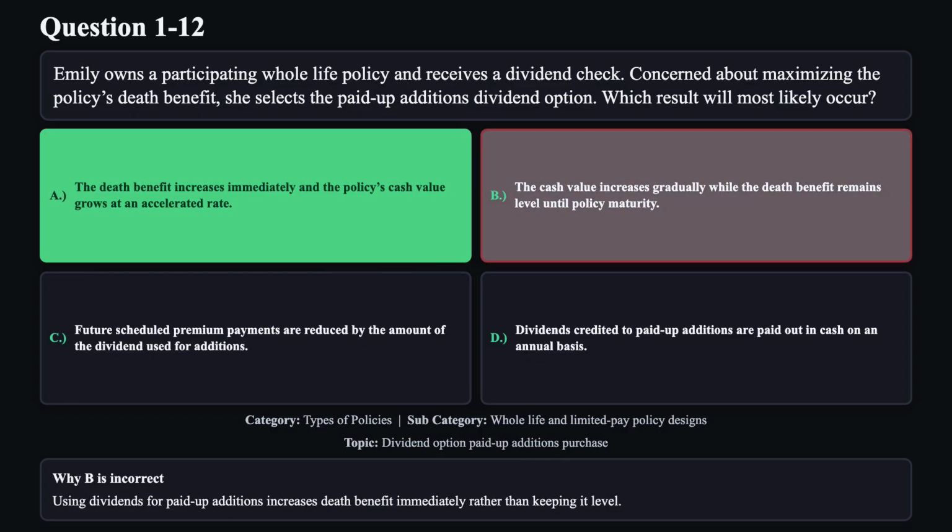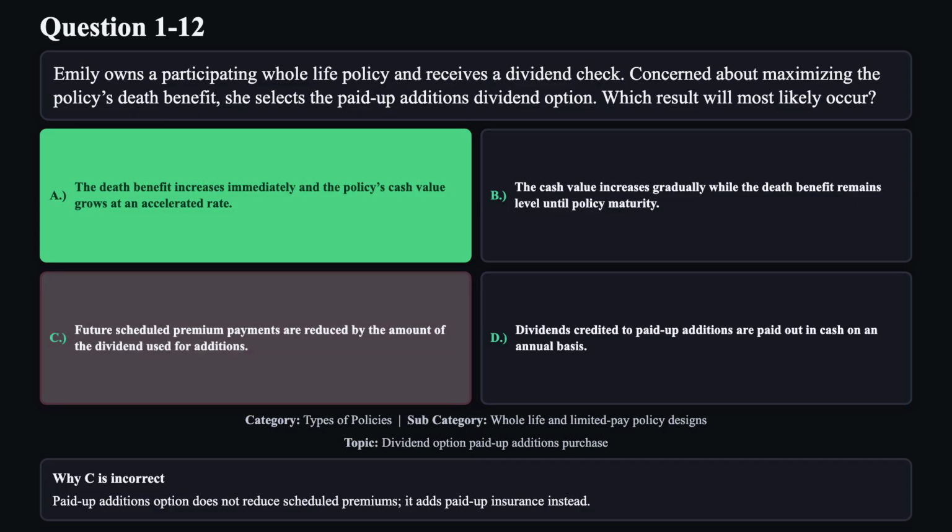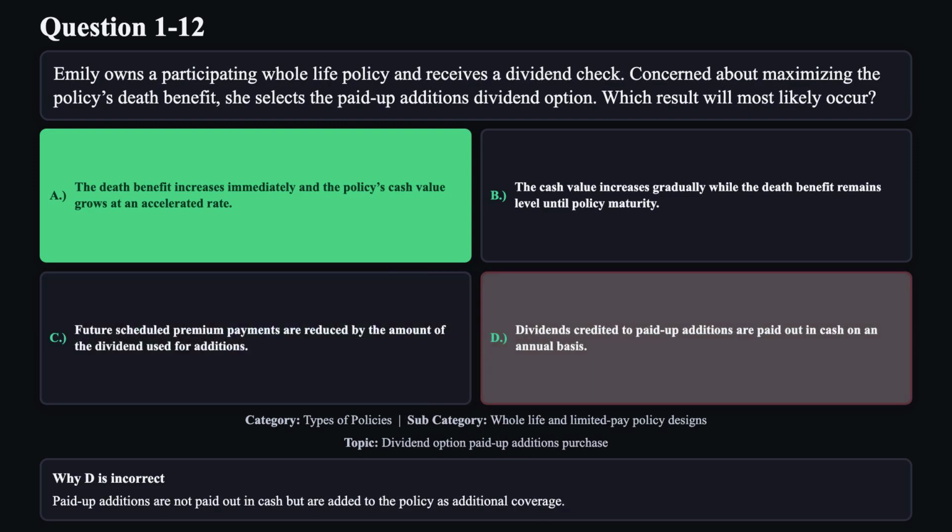Reason B is not correct. Using dividends for paid-up additions increases death benefit immediately rather than keeping it level. Reason C is not correct. Paid-up additions option does not reduce scheduled premiums. It adds paid-up insurance instead. Reason D is not correct. Paid-up additions are not paid out in cash, but are added to the policy as additional coverage.